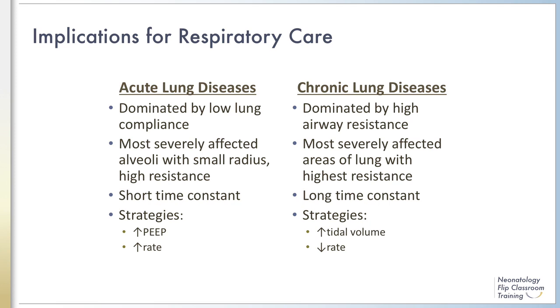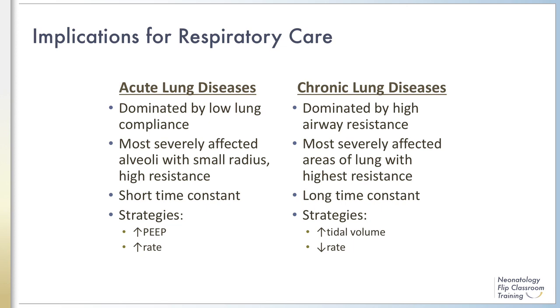Acute lung disease is usually dominated by low lung compliance. Patients usually have small, stiff lungs with short time constants. In RDS, the most severely affected areas of the lung, the surfactant-deficient alveoli, actually have high resistance, but this compartment is relatively small. Management of lung disease with low compliance is best addressed with increased PEEP and faster rates, if needed, given the short time constant, whether on invasive or non-invasive respiratory support.